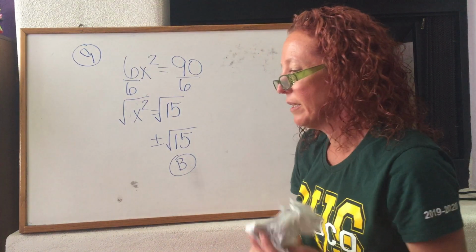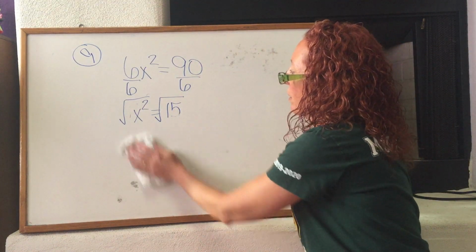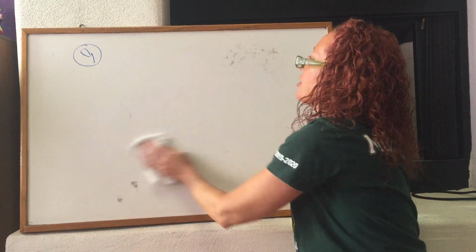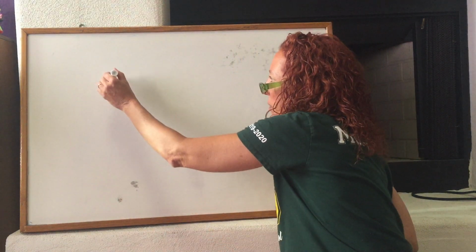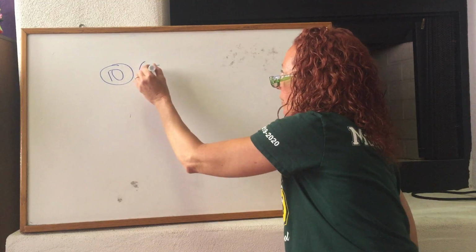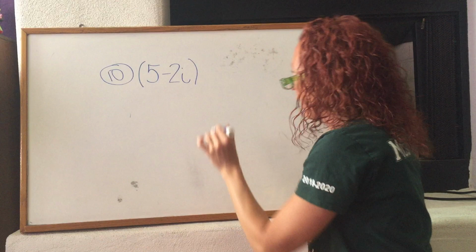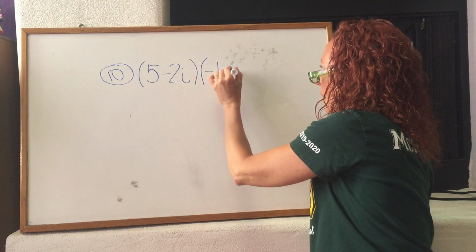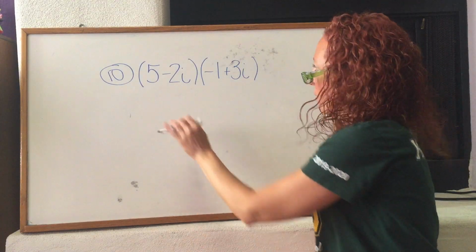Number 10, you see that i value in the back. Question 10 is from section 10.8 in the book with imaginary numbers and complex numbers in that lesson. So we have 5 minus 2i and a negative 1 plus 3i. And we're just going to simply FOIL.